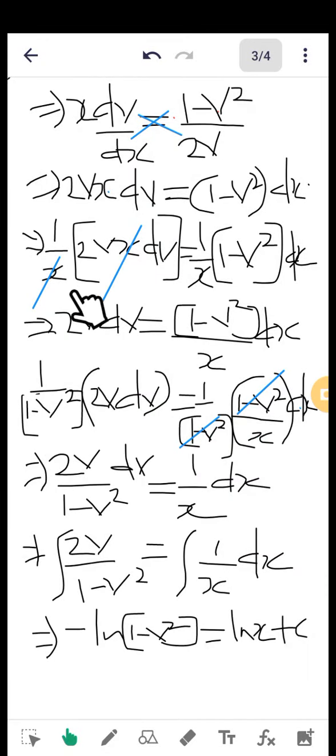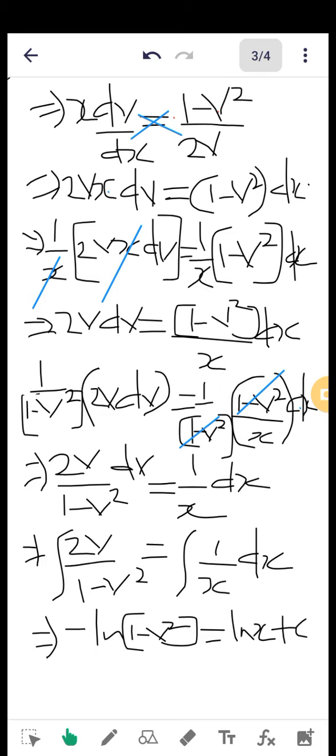Okay, so after that we try to multiply 2 by 1 over x. So we multiply the whole equation by 1 over x. So x will cancel x, leaving 1 minus v squared all over x, and leaving 2v dv. So after that, we see there's still the x here and x here.